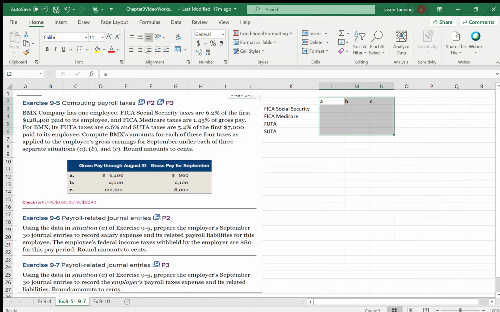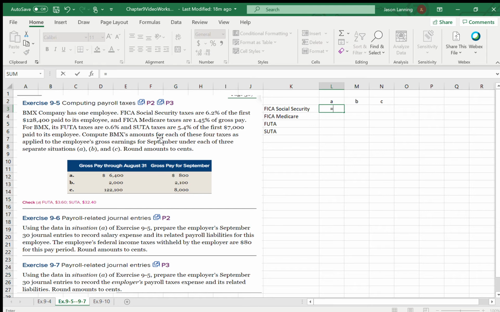Now, when we're calculating these, it's not too difficult. So we look at this for A. A has made $6,400 through August 31st. Their gross pay is $800 for September. For Social Security, that means for September they're going to be at $7,200. It doesn't matter for Social Security. They're far away from the $128,400. So their Social Security tax is going to be equal to the $800 they get this period, multiplied by 0.062 for 6.2%.